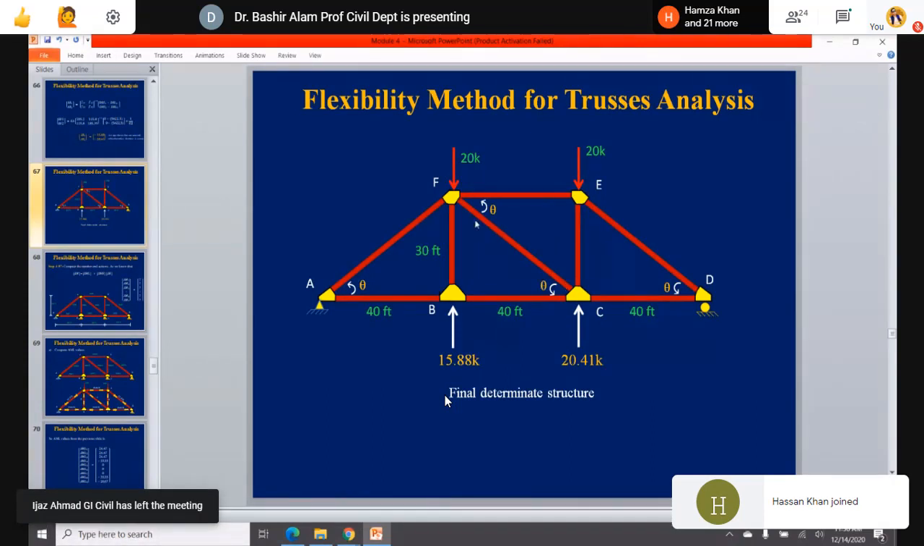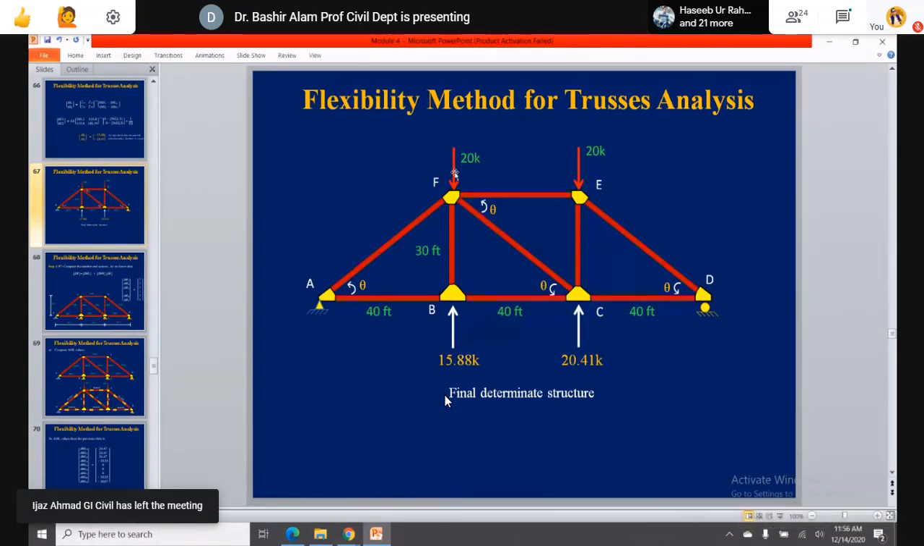Because it is taking some load of this F vertical reaction and throwing it to C, and from C it is going to the support now. That is why it is about 5 kip, taking more load as compared to this.